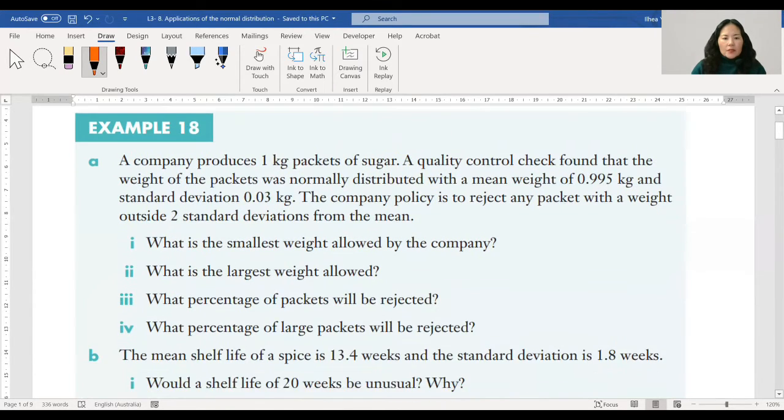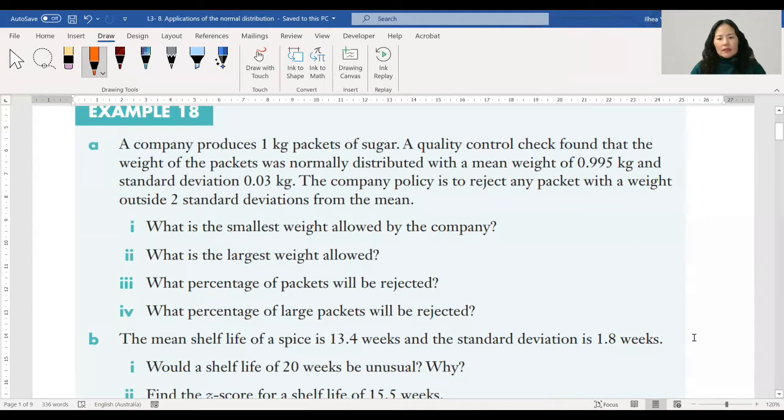A company produces 1 kilogram packets of sugar. A quality control check found that the weight of the packets was normally distributed with a mean weight of 0.995 kilograms and standard deviation 0.03 kilograms. The company policy is to reject any packet with a weight outside 2 standard deviations from the mean. Okay, that sounds all right. Now, part 1. What is the smallest weight allowed by the company?